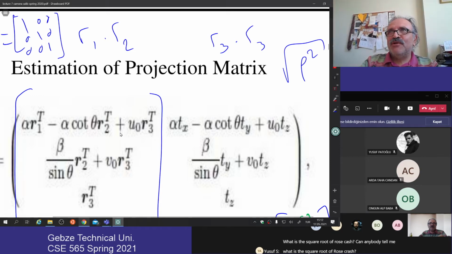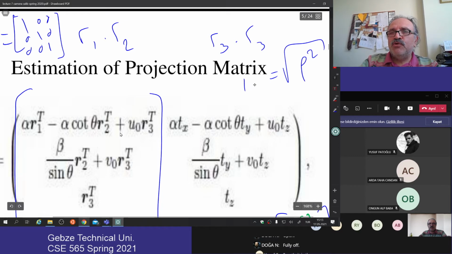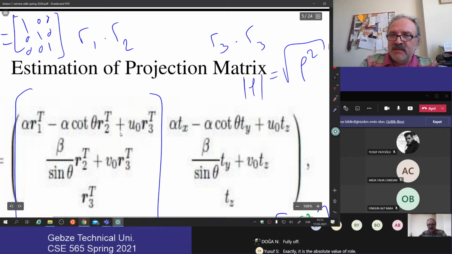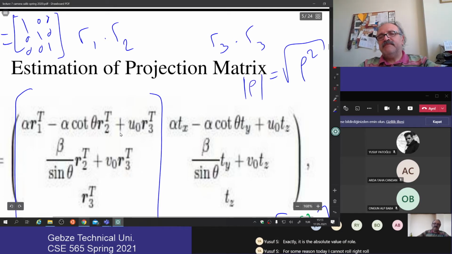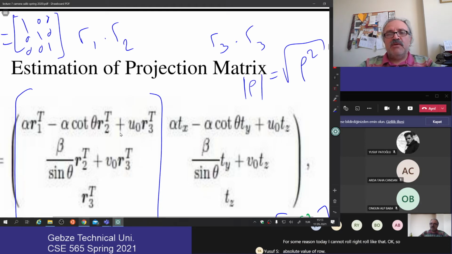What is the square root of rho squared? The absolute value of rho. Exactly, it is the absolute value of rho. For some reason today I cannot write rho. It's like that. Okay, so absolute value of rho. It could be negative or positive, I don't know. What is the absolute value of rho?